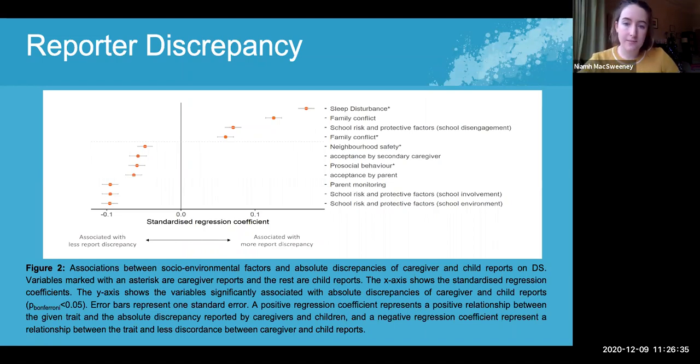You can see here that factors that would suggest poor social cohesion, such as family conflict, sleep disturbance, and neighborhood safety, are associated with more reported discrepancy, while factors that would suggest greater social cohesion and more pro-social behavior within the household and within the neighborhood are associated with less reported discrepancy. And these findings aren't exactly surprising, that greater social cohesion is associated with reports that are more aligned. We can chat about this in the discussion, but there's certainly a lot to unpick here.